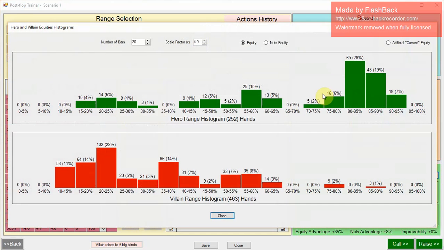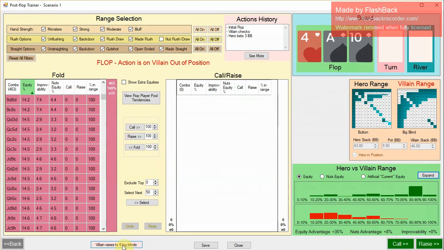Let's just have a quick look at the equity distribution now in the histograms. You can see that now we've got lots and lots of really strong hands because we've skewed our betting range with a lot of value. There are some hands that don't have much showdown value and some hands that are draws, but there's a lot of value now. So we're way ahead of the villain's range now. In fact, we're 35% ahead, and we've got quite a significant nuts advantage. However, the villain raised, so we now have to consider what hands would the villain raise with.